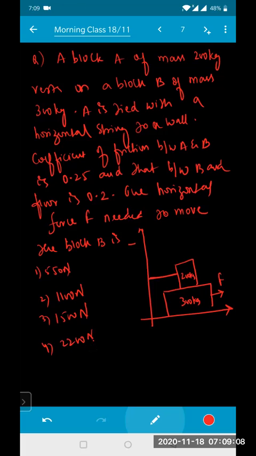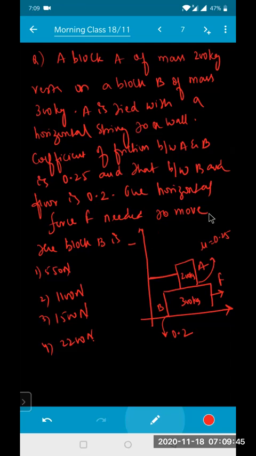You should read the question carefully first. A block A of mass 200 kg. This is your A. And this is your block B of 300 kg. A is tied with a horizontal string to a wall. The coefficient of friction between A and B is 0.25, and that between B and the ground is 0.2. The horizontal force needed to move the block will be equal to how much?